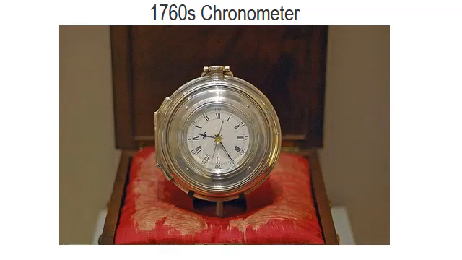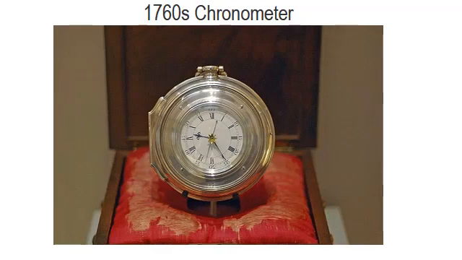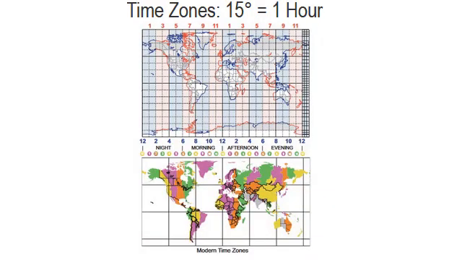It enabled explorers to finish accurately mapping the world. For example, when the sun was at high noon on the island of Fiji, the chronometer revealed that it was midnight in London. That meant London was 180 degrees away on the opposite side of the planet. The world rotates 15 degrees every hour. 24 times 15 equals the 360 degrees of the whole Earth.